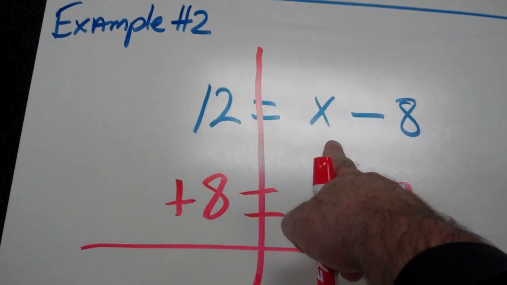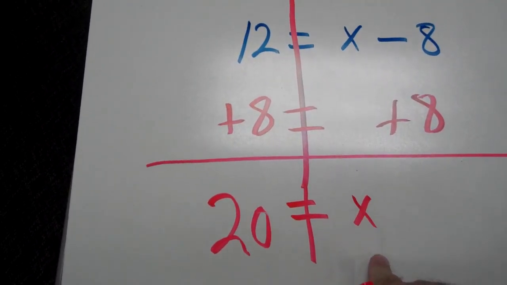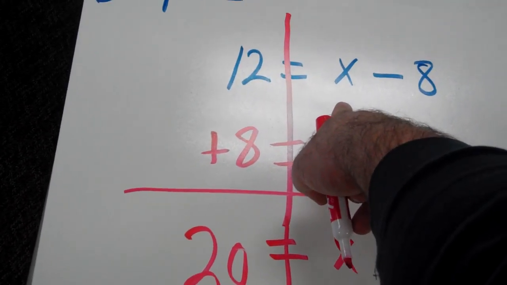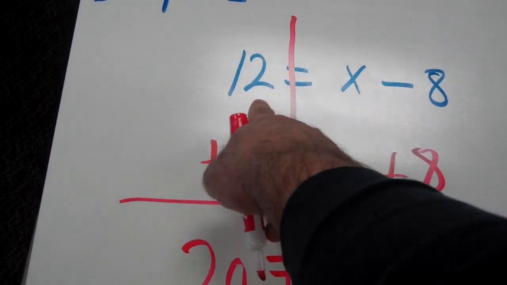Going back in here, the best thing about algebra is you can find out if you're right immediately. Take that value for x, put it back in your original equation. 20 minus 8 is 12.